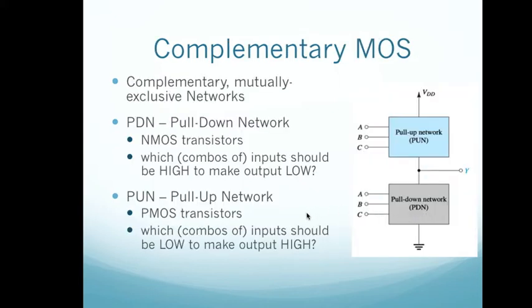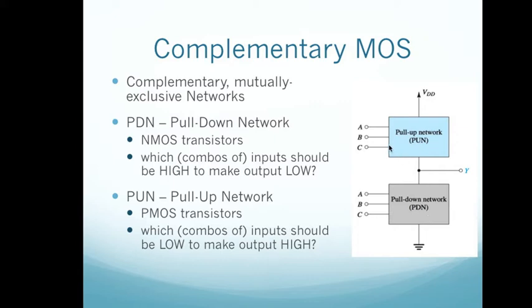What we're doing in CMOS circuits is you've got a pull-up network and a pull-down network, and you've seen this before. The simplest pull-up network is a single p-channel transistor. The simplest pull-down network is a single n-channel transistor. And if you have those, you end up with an inverter. So you've seen that before.